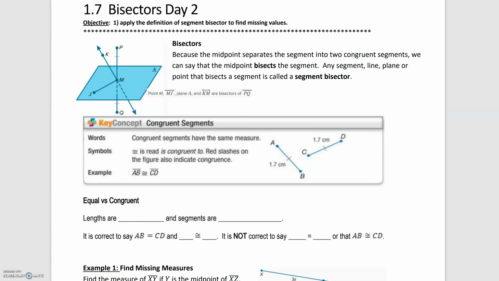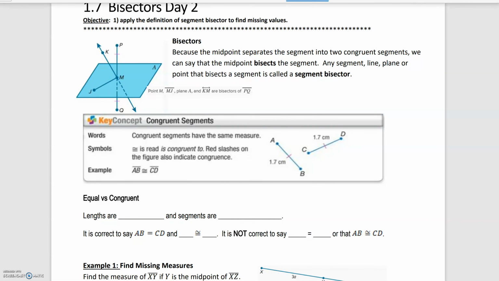In this next lesson, 7.1, Day 2, we are going to talk about bisectors. A bisector separates a segment into two. Because we have a midpoint, it bisects that segment into two congruent segments. So we can say that the midpoint bisects that segment. Any segment, line, plane, or point that bisects a segment is called a segment bisector.